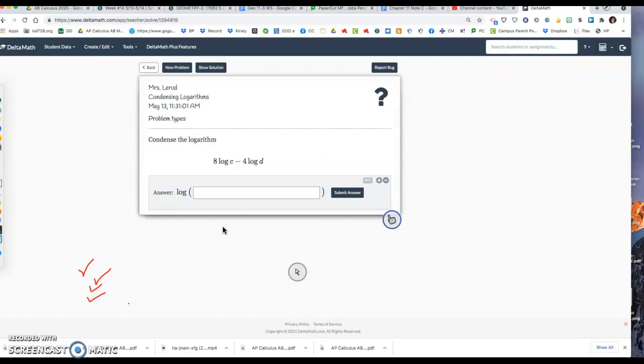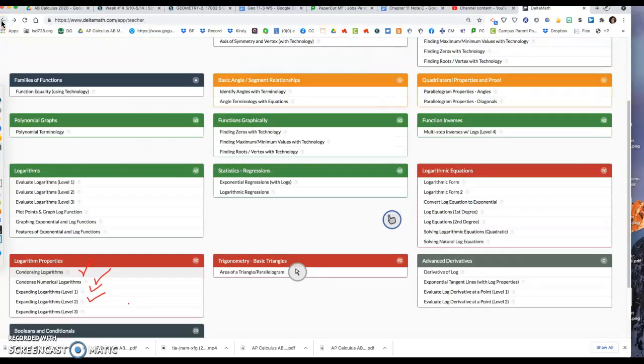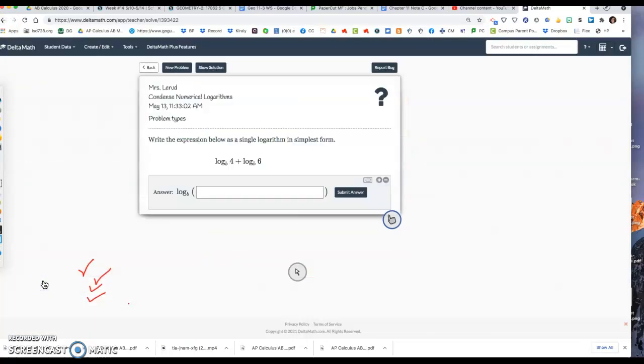Is there a difference between these ones and numerical logarithms? Because we have that on here. Oh, didn't I do one of those? Oh, I did. The condensed numerical logarithm. I think I clicked on that other one twice. Yeah, there's no difference except instead of having a C and a D, there's a 4 and a 6. So addition condenses to what? Multiplication. So this would be log base B of 4 times 6, but you actually know what 4 times 6 is, so your answer becomes log base B of a number. Yeah, so there's a difference.